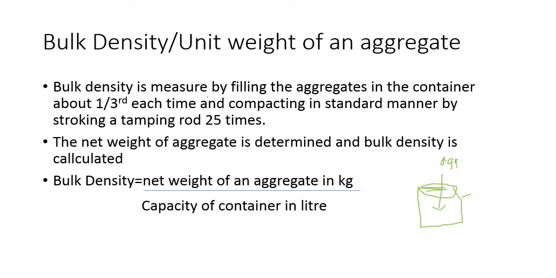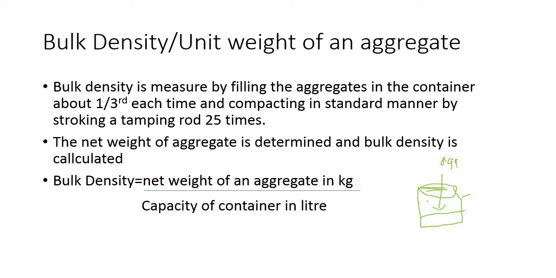Let's read this once. Bulk density is measured by filling the aggregate in the container about 1/3 each time and compacting in standard manner by stroking a tamping rod 25 times. I'll show you in the video, so you will understand. Just understand for now. When we put in aggregates we will not fill everything at once, first we will put 1/3. 1/3 will be around this much. We will put this much aggregate, then compact it with a tamping rod, tamping it 25 times.